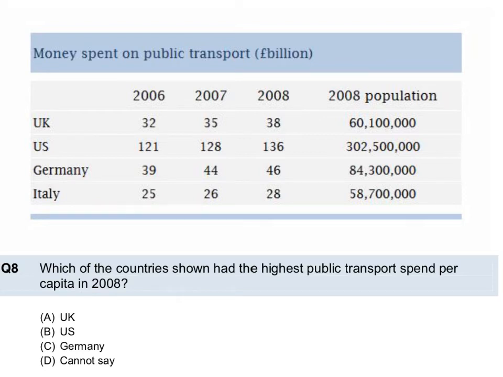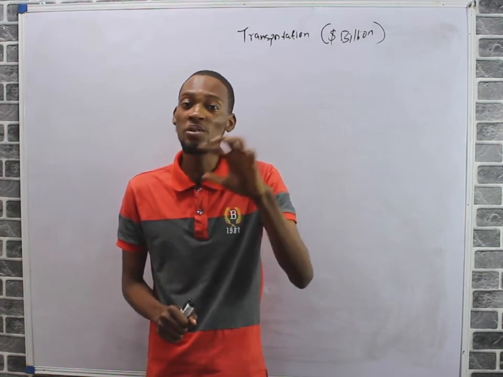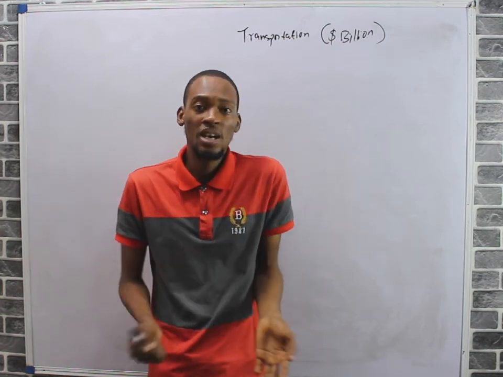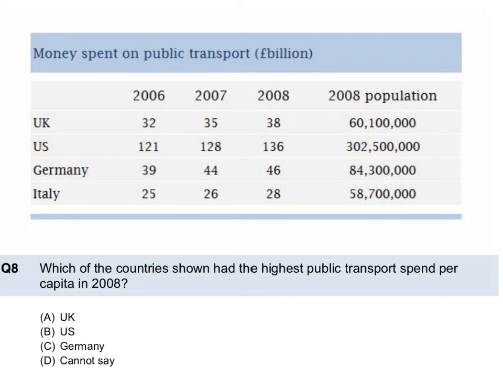Which means for UK, we simply have 38 divided by 60,100,000. And now take a look at this. Remember, the transportation is in billion. The population is in million. In this case, we may choose to introduce the zeros, but we may also not choose to introduce. Introducing it this time will not really disturb our population, since they say we should look for the country which had the highest public transport per capita in 2008.